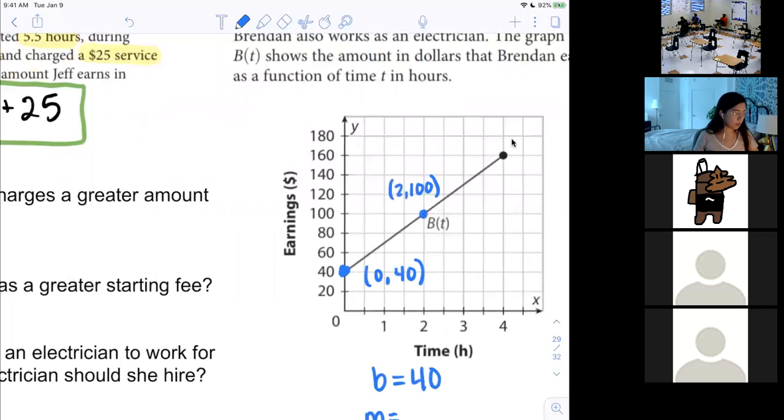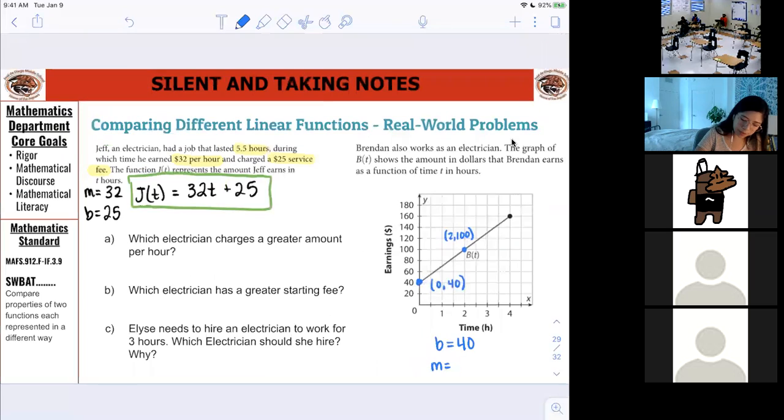Go ahead, take 1 minute to calculate the slope using whichever strategy you prefer. Try it on your own. Is it 30? How'd you get that? I did the y2 minus y1. You did the formula? Yeah. The formula, yeah, good. You should get 30, exactly.